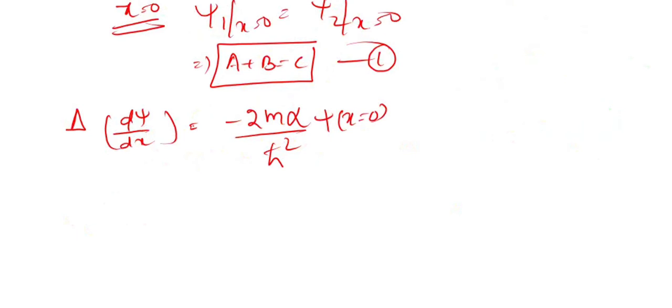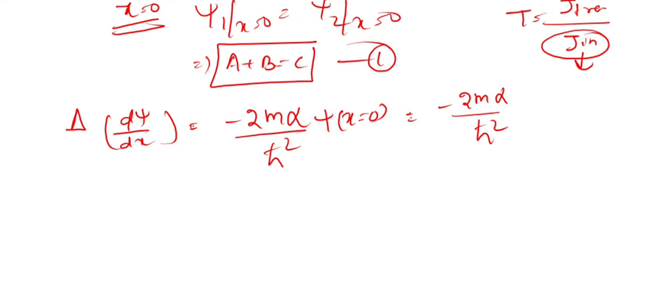So here it is minus 2m alpha by h bar square. Psi at x is equal to 0 is A plus B, or psi at x equal to 0 is C. You can take any solution, but as here we are interested in finding the transmission and reflection coefficients, and for the transmission coefficient there is something called J transmission by J incident, which is related to A, it is better to put psi at x equal to 0 as A plus B.